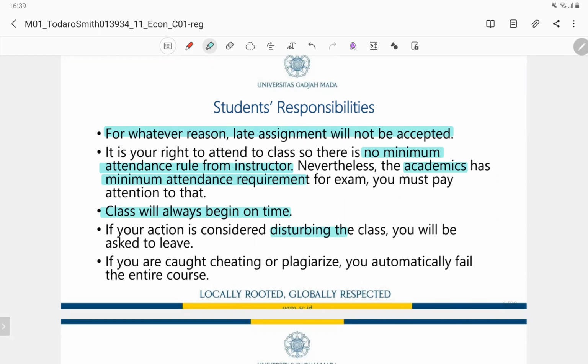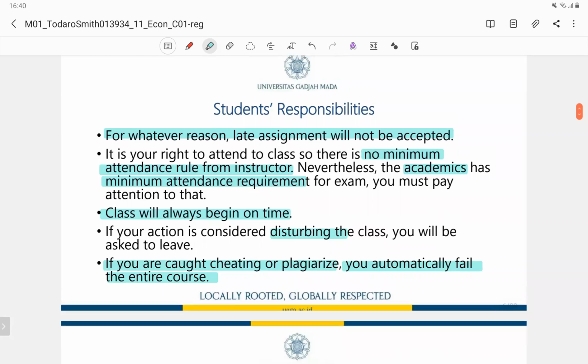And then the last one, this is the most important. If you are caught cheating or plagiarizing, you automatically fail the entire course. So be careful with that. If I can prove that you cheat, or if I can prove that you plagiarize something, then you will fail the course. Okay? And be careful, because if one day I give you an assignment to write a paper and you do not cite a source correctly, then it could be considered plagiarism. Okay.